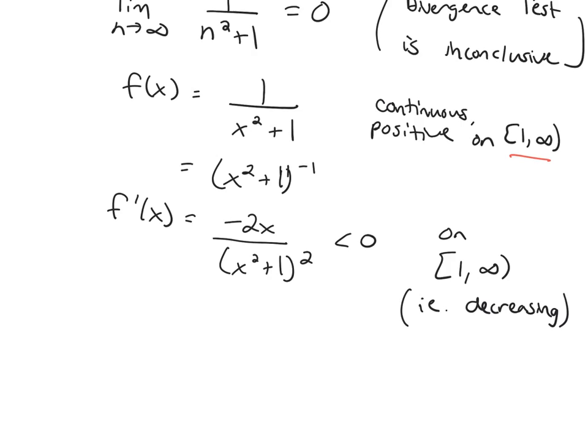If the derivative is less than 0, your function is decreasing. Okay? So now that I've checked all the conditions of the integral test, continuous, positive, decreasing, I can now use it. So let's integrate from 1 to infinity, and our function was 1 over x squared plus 1. Again, we have an improper integral. Every time you have an improper integral, you have to put in a limit.